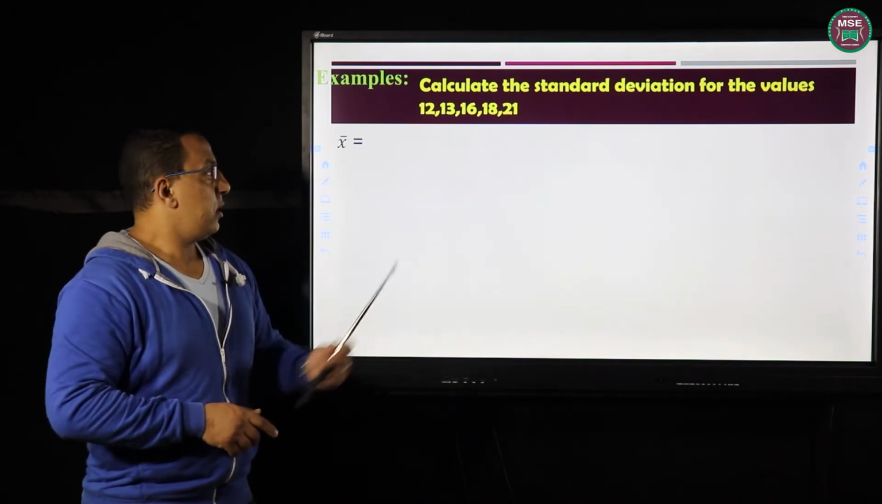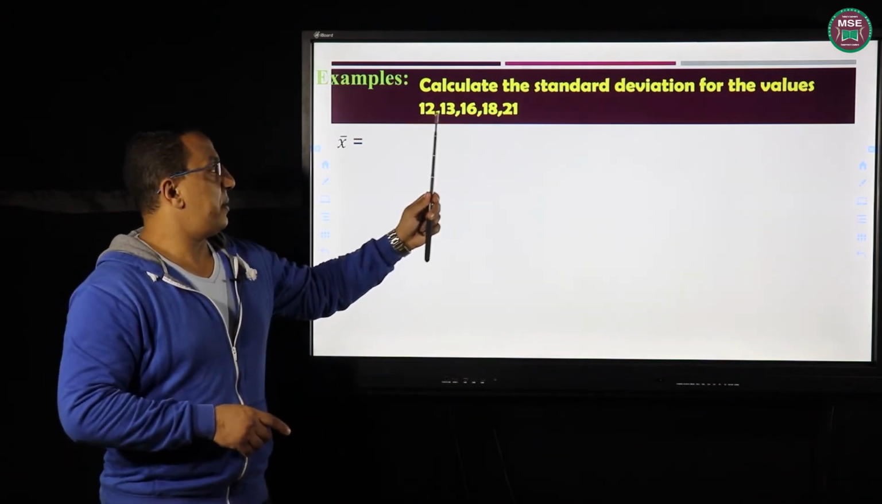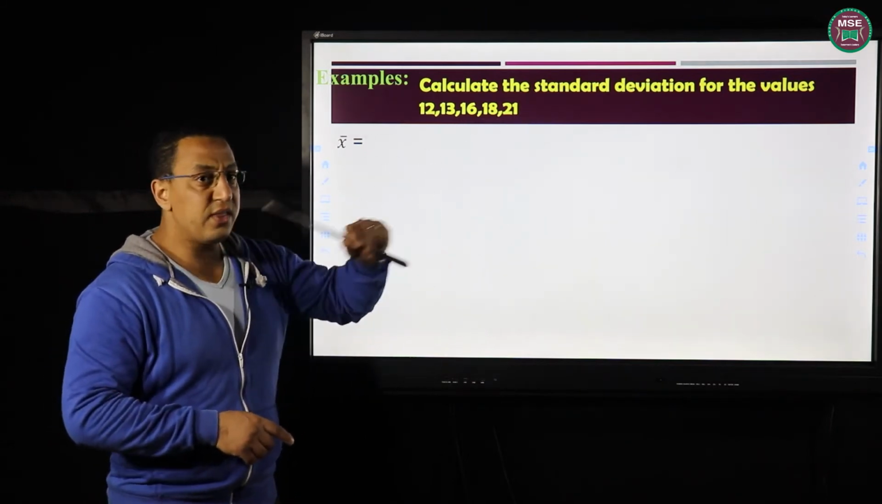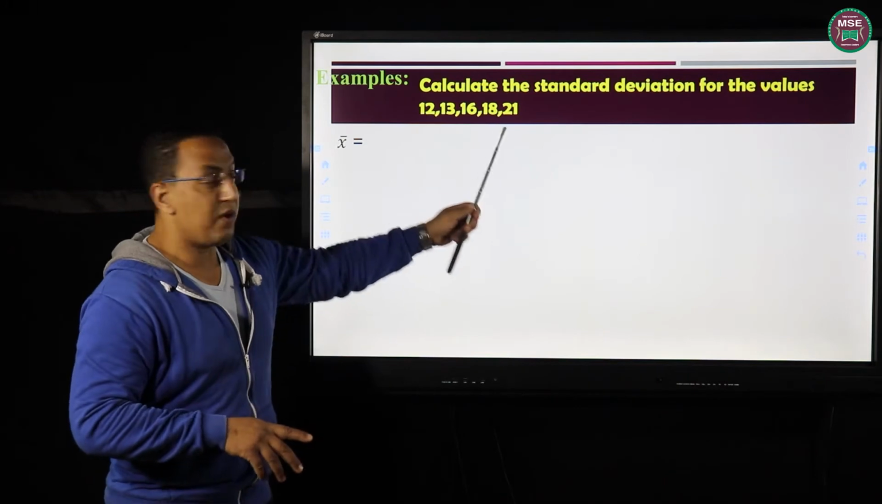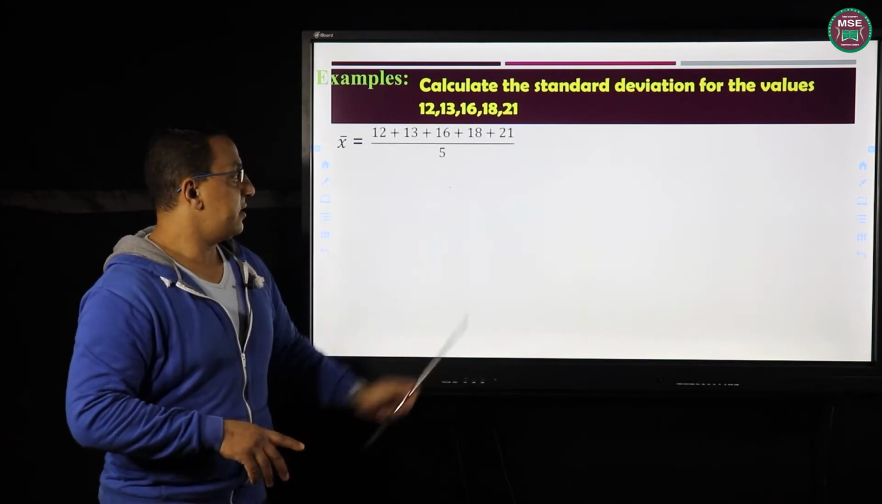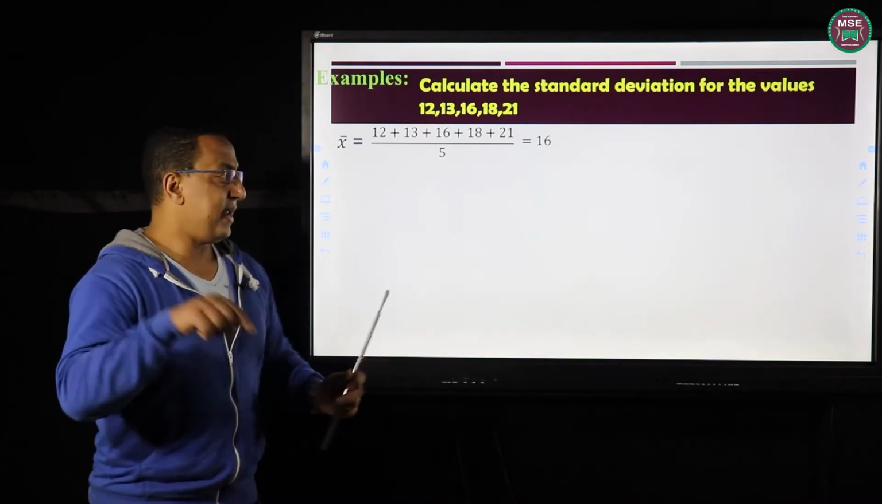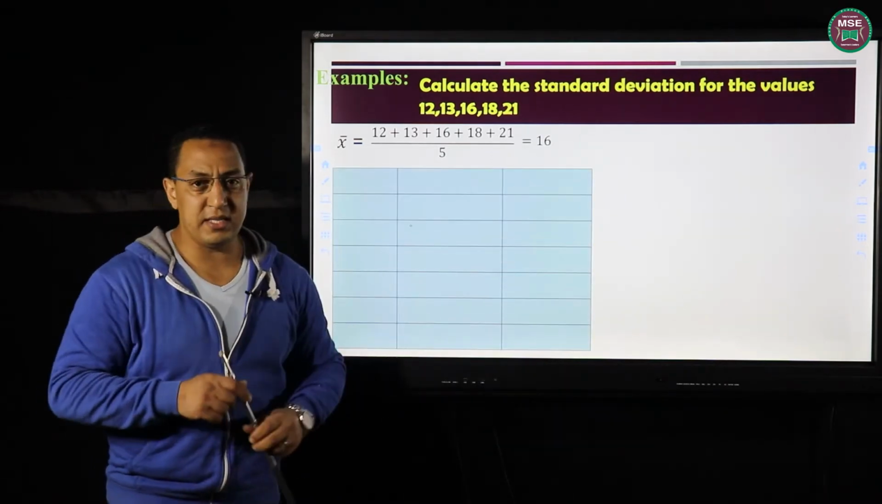I'm going to add 12 plus 13 plus 16 plus 18 plus 21 over their number, which is 5, because I have 5 values like this. So x bar equals 16. Now I'm going to draw the table as I said before.